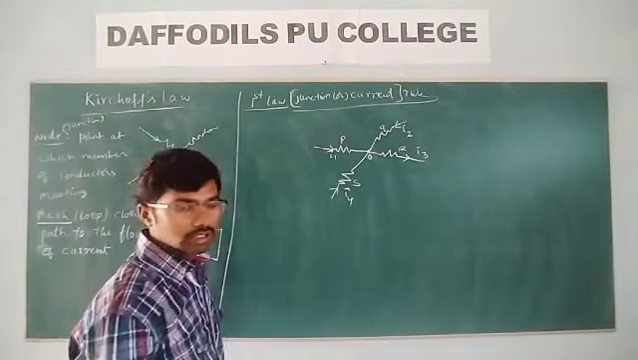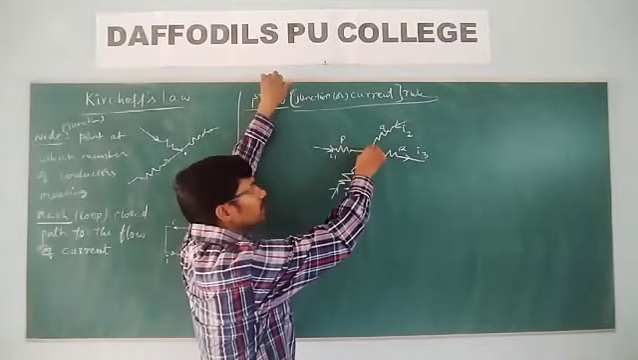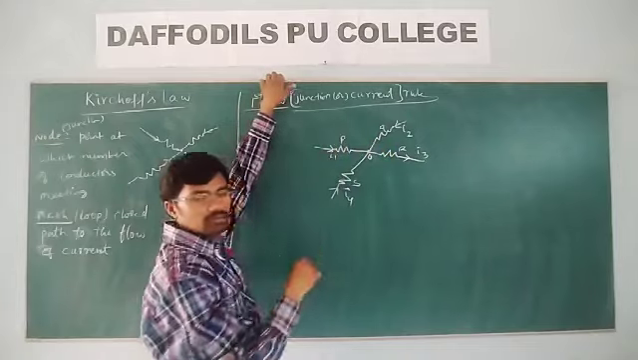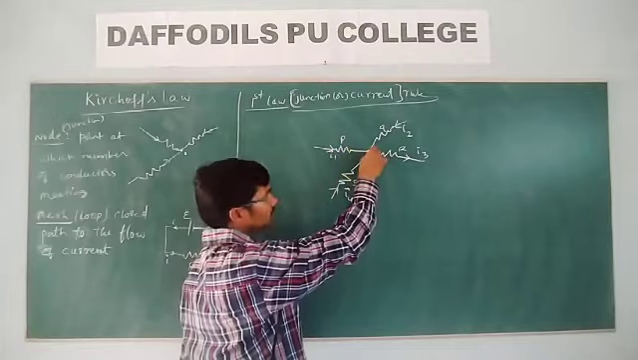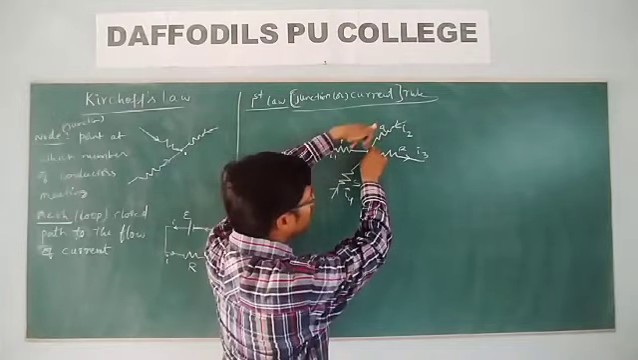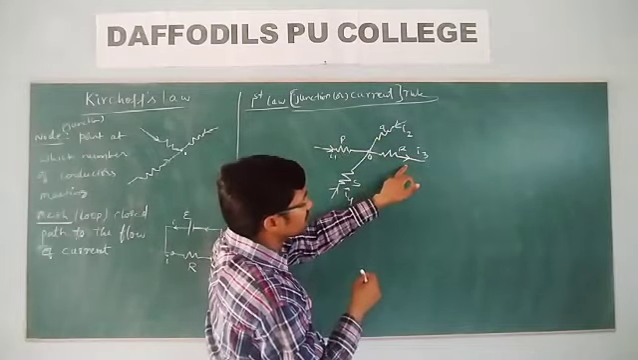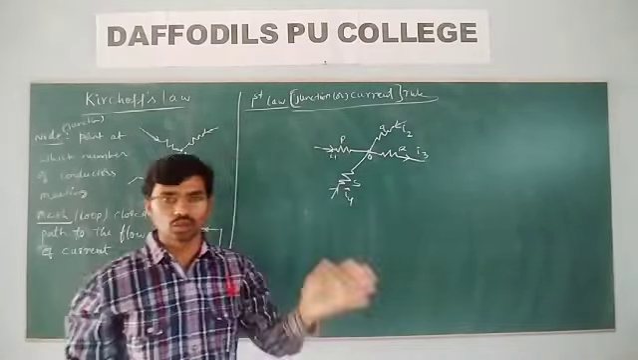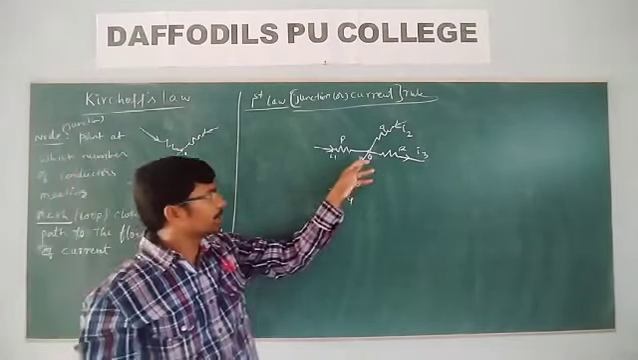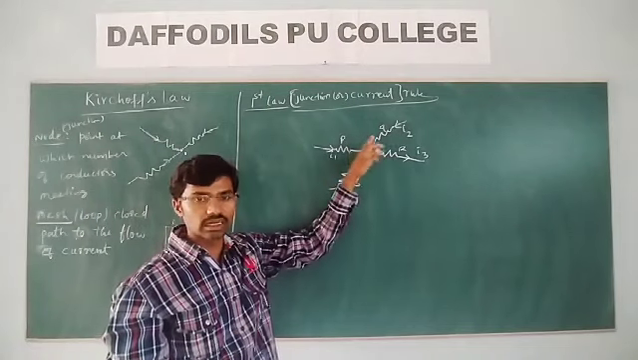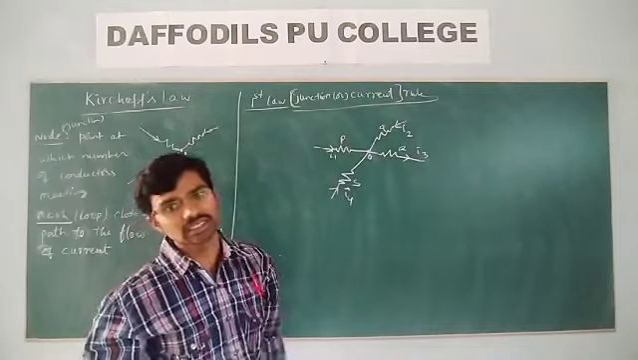Observe clearly: how many currents are moving towards this junction? I1 is towards the junction, I2 is towards the junction, and I4 is also towards the junction, but I3 is away from the junction. So the sum of the currents entering the junction is equal to the sum of the currents leaving the junction.